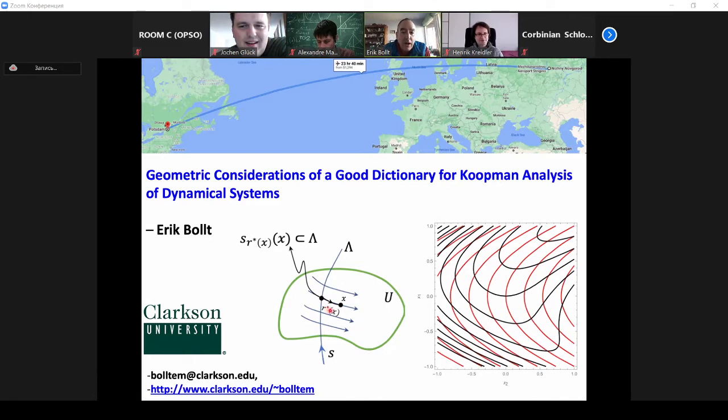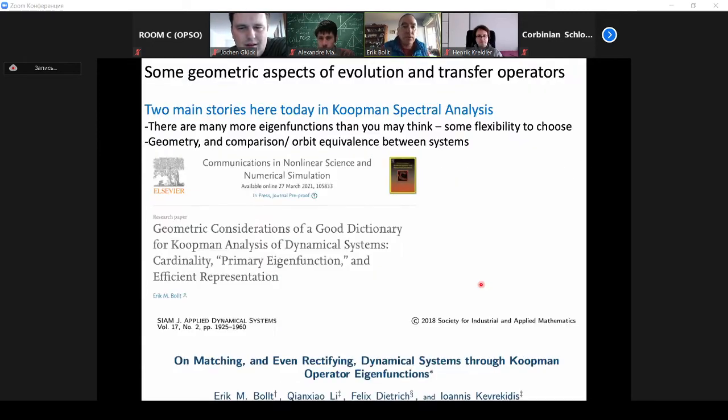So I'm going to talk about this paper that just came out. This is the title, Geometric Considerations of Good Dictionary for Koopman of Dynamical Systems. And it's about lots more eigenfunctions than I would have at first guessed, and also about the domain of eigenfunctions. So that's what this picture is from. This picture is from another paper that has some of the background material. So these are the two papers. This is the one that just came out that I'm mostly talking about.